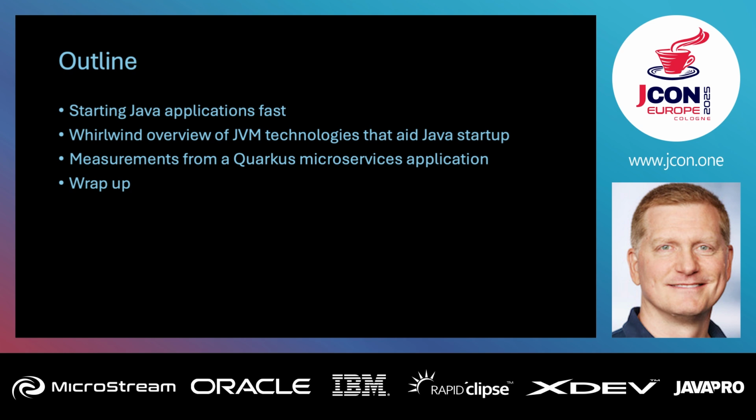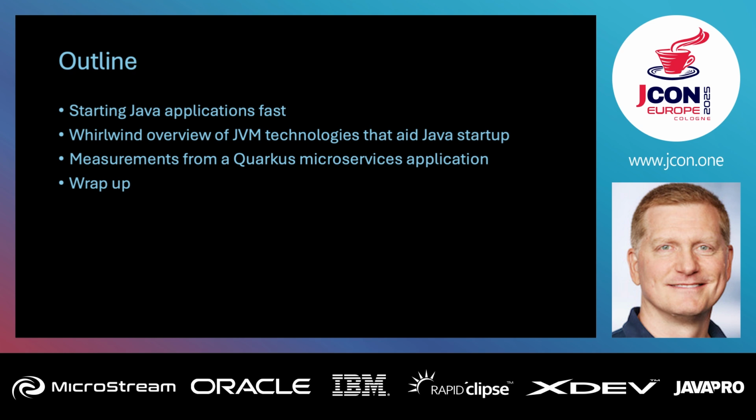The outline for the talk is I'm going to start by talking about what it means to start Java applications fast, how we categorize fast, and how we measure fast. I'm then going to give what I'll call a whirlwind overview of JVM technologies. I've basically got one slide per technology, and I think there are 6 or 7 of them, so we're going to work our way through those. As part of that, I'm going to give a kind of scorecard, a traffic light notion of each of the technologies, and look at it from a variety of different perspectives.